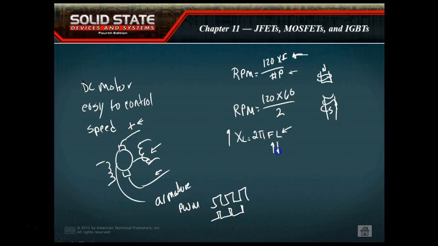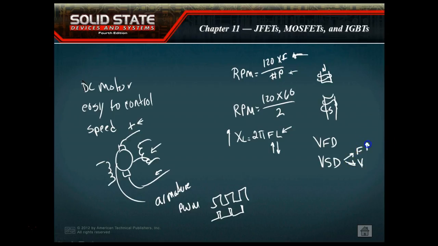If we lower the frequency, X of L goes down, which means now the motor is going to pull a lot more current, and then we're going to burn it up. So what we do with an AC motor, a lot of people call them variable frequency drives, but they're not. They're actually variable speed drives. What they do is they change two things. They change the frequency, and they also change the voltage proportionally.